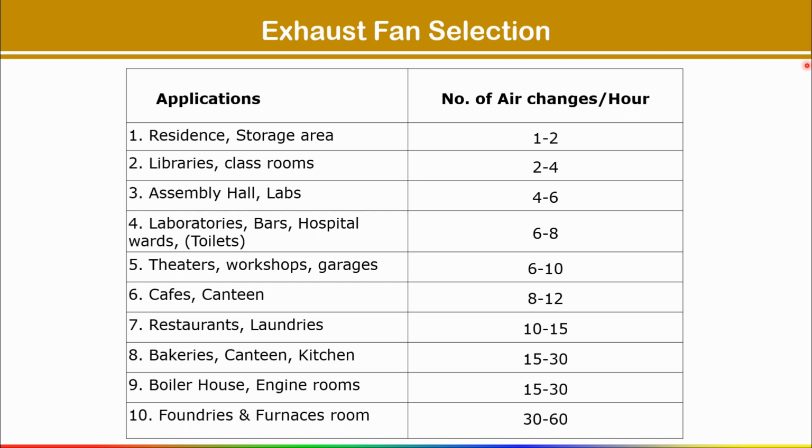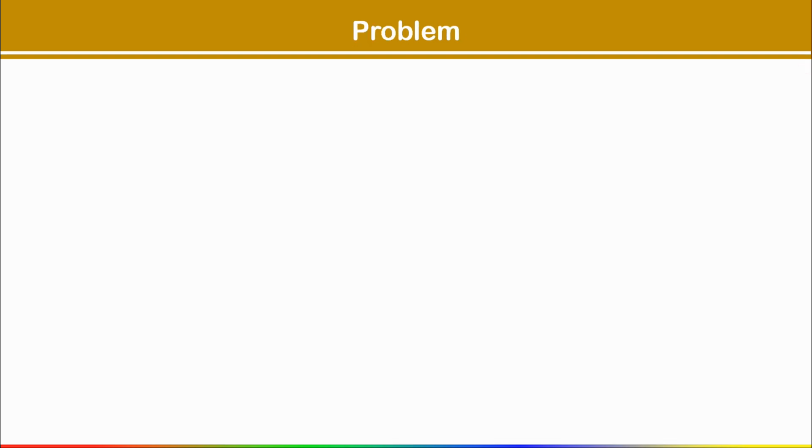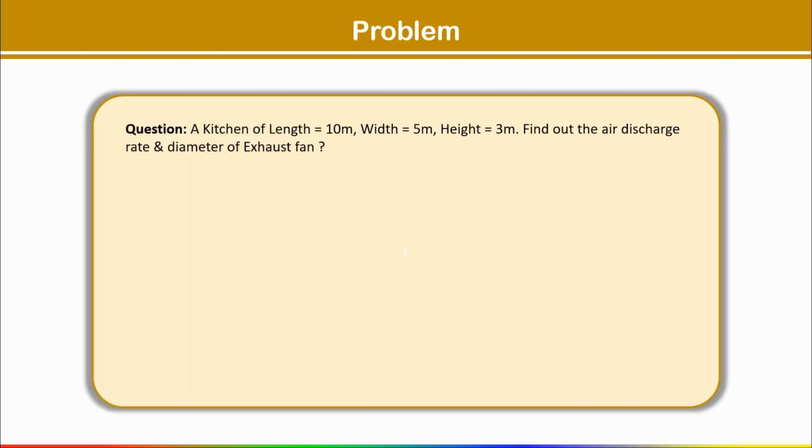So see, here one question is there. We have one kitchen, a commercial kitchen. The length is given 10 meter, width 5 meter, and height of kitchen is 3 meter. We have to find out the air discharge rate and diameter of exhaust fan. So how you can find out?